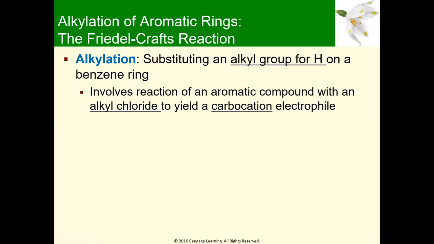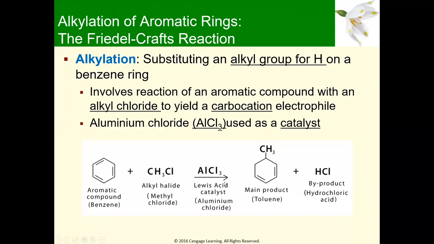But it involves the same mechanism, same intermediate. It involves the reaction of an aromatic compound with an alkyl chloride to yield a carbocation electrophile. So you start with a benzene ring, you start with an alkyl chloride, and you use this catalyst, which creates a carbocation that serves as an electrophile, and then goes through the reaction mechanism that we've already looked at. Typically the catalyst used is aluminum chloride, AlCl3.